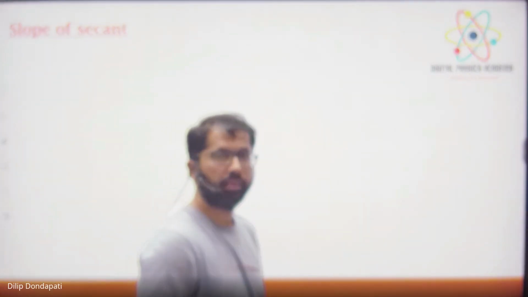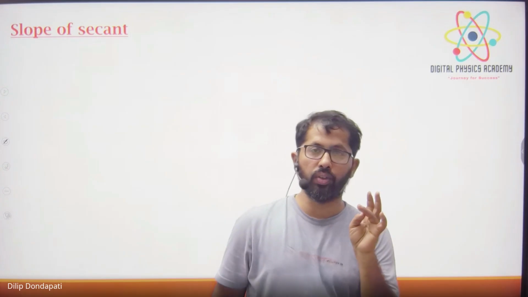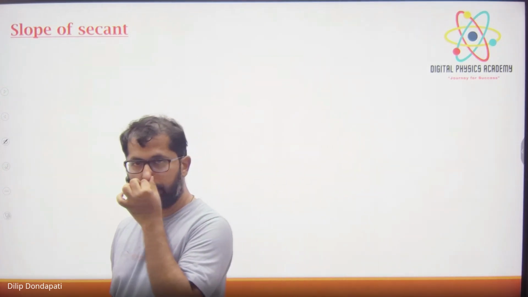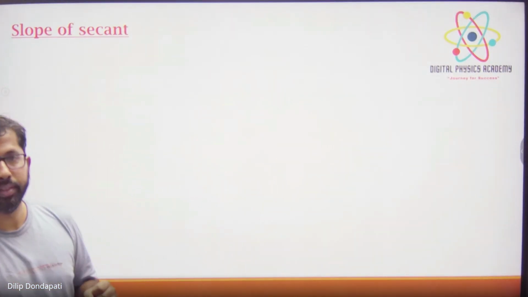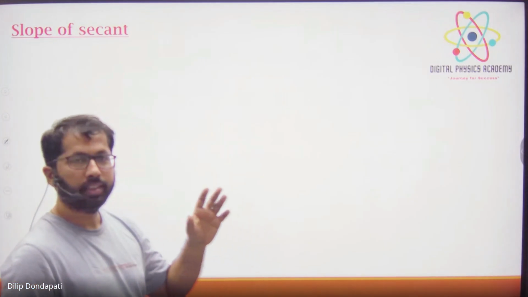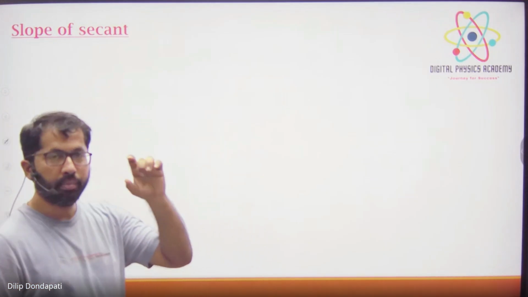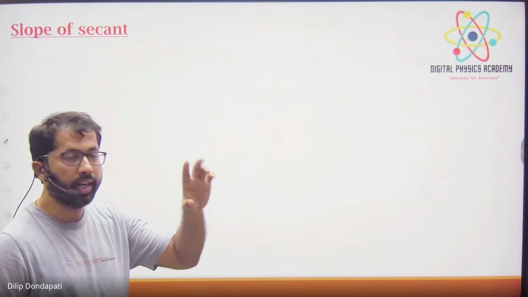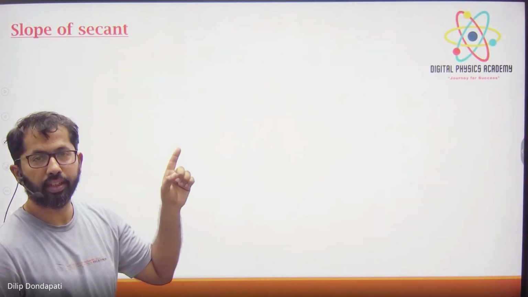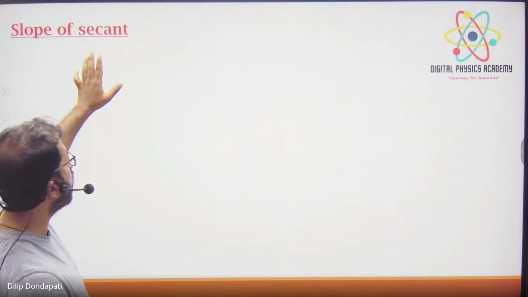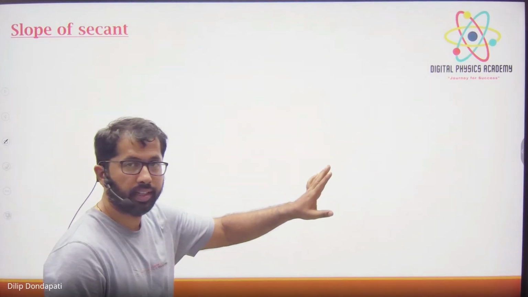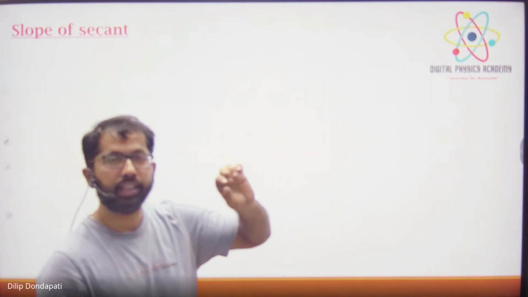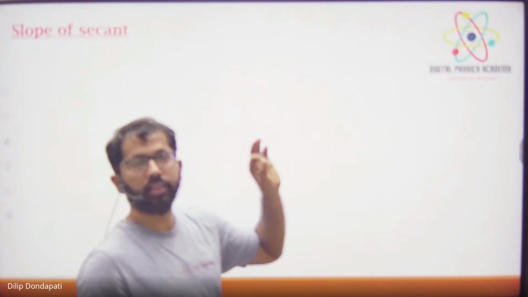Now, to understand differentiation, you have to know secant and tangent. What does secant mean? Not secant as 1 by cos, that is not it. Secant and tangent: if a line touches the curve at 2 points, that is called a secant. Tangent means if a line touches the curve at 1 point, it is called a tangent.